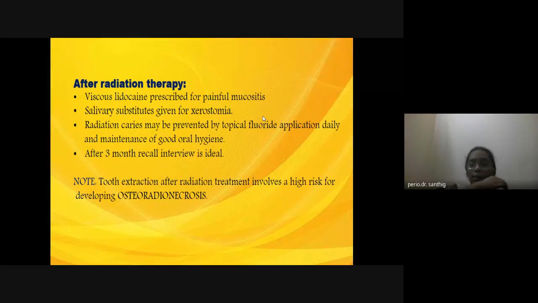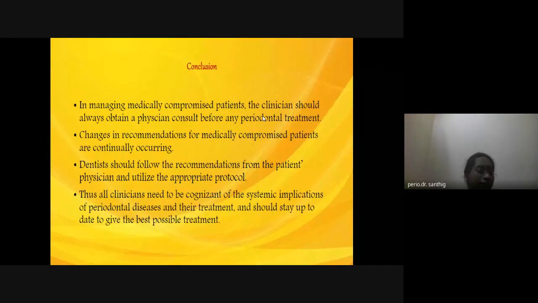After radiation therapy, if the patient suffers with mucositis, you can give viscous lidocaine, and salivary substitutes if xerostomia is present. If there is radiation caries, that can be prevented by topical fluoride application daily and maintenance of good oral hygiene. After 3 months, you have to recall the patient. And also, tooth extraction should be avoided after radiation therapy because it involves high risk for developing osteoradionecrosis.